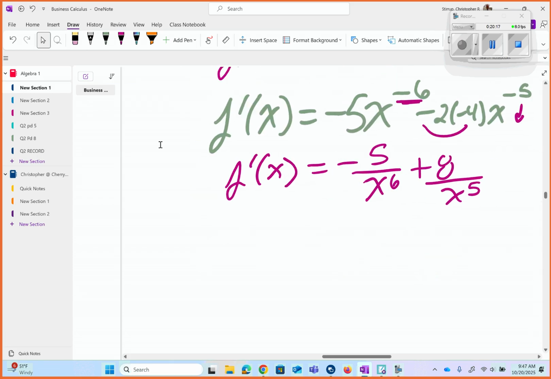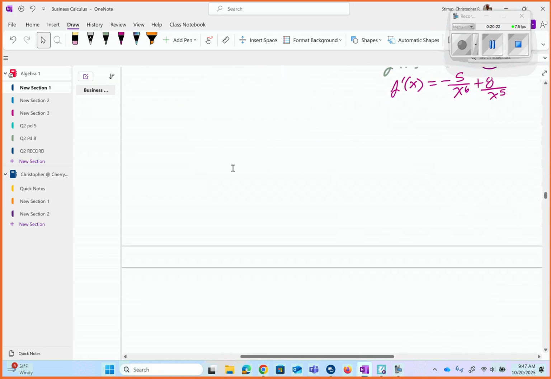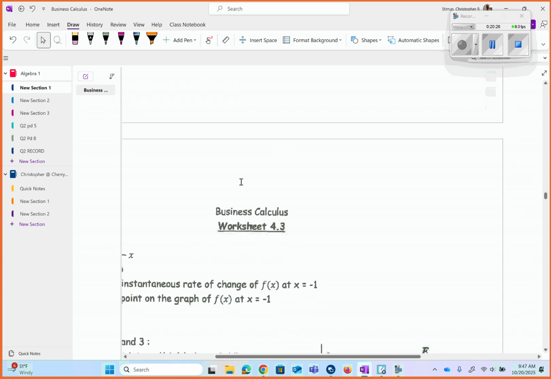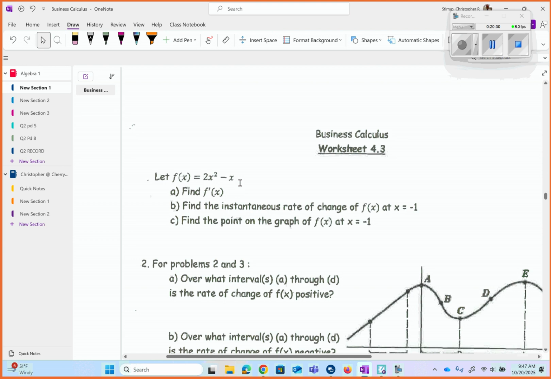All right, so let's go to our worksheet and take a look at a couple of problems, because something now changed terminology. It says let f of x equal 2x squared minus 1. So we want to find the derivative first. What's the derivative of this? 4x minus 1, right?